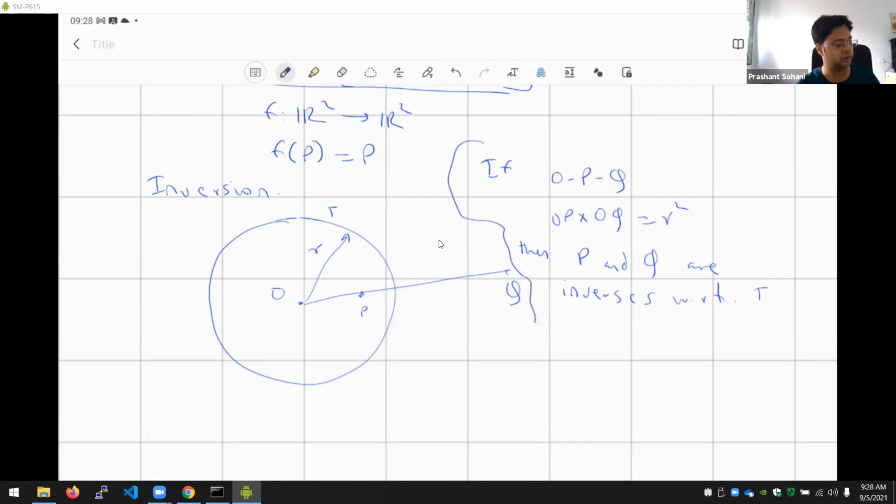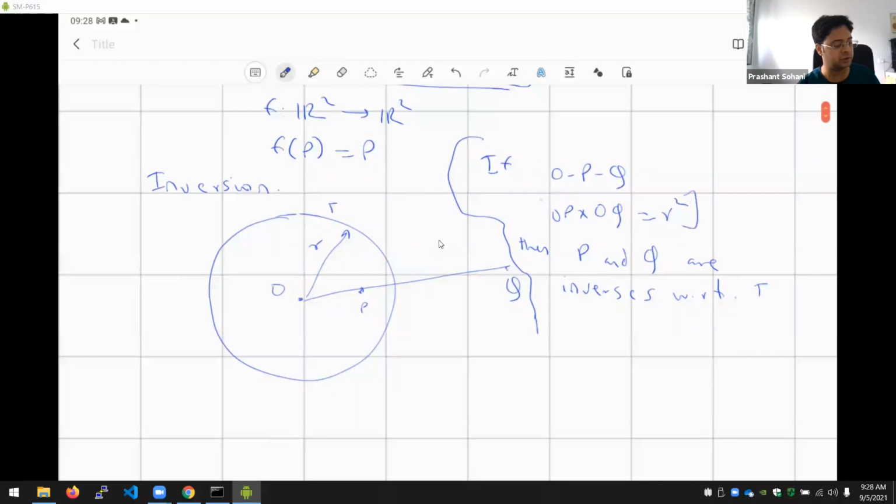So in a way, this is like a mirror image, because P goes to Q, Q goes to P. By the nature of this equation, you can see that if OP is less than r, then OQ will be greater than r. So in other words, every point inside the circle gets mirrored into a point outside the circle. This inversion inverts the entire plane with respect to this circle as the boundary.